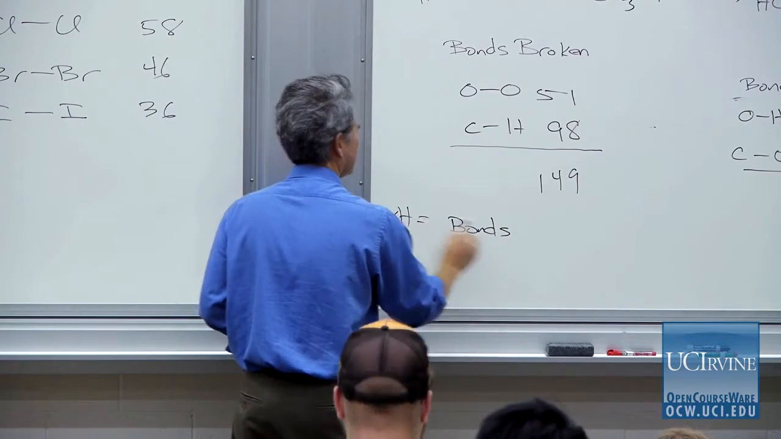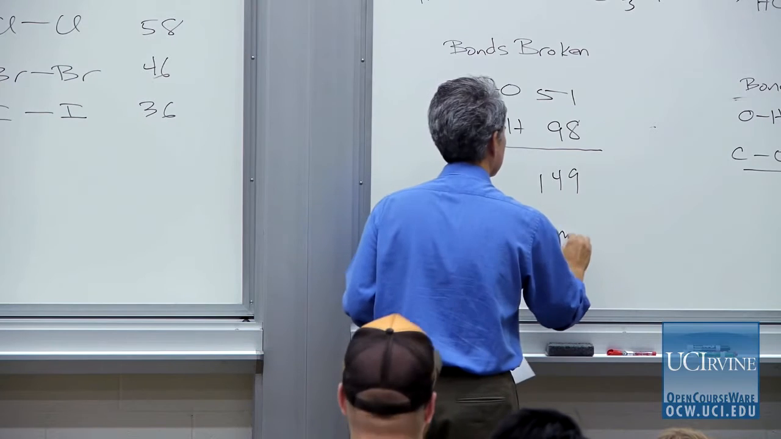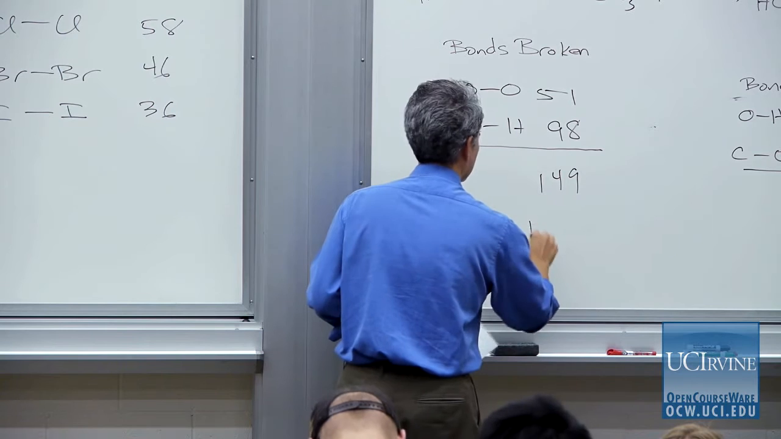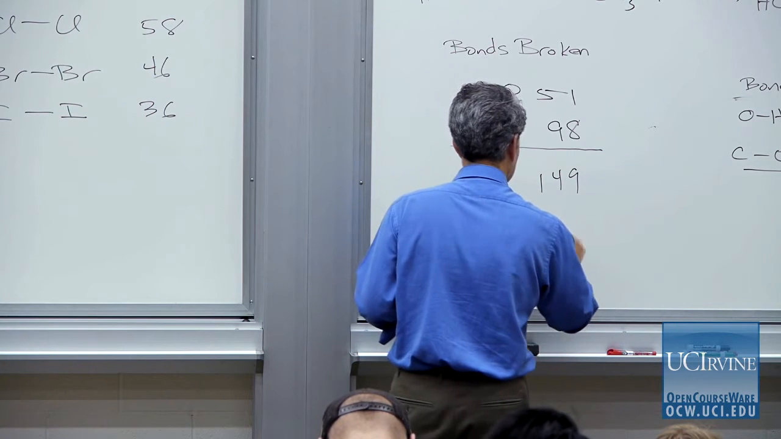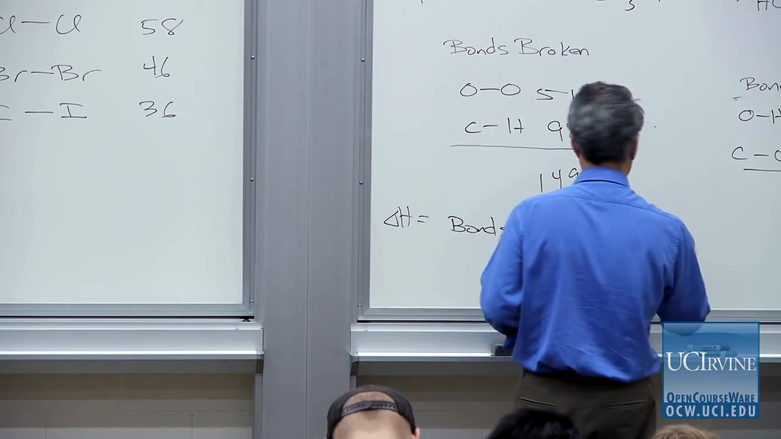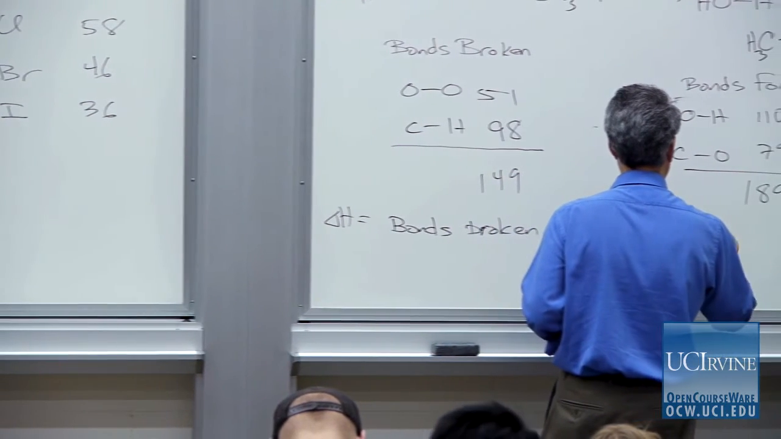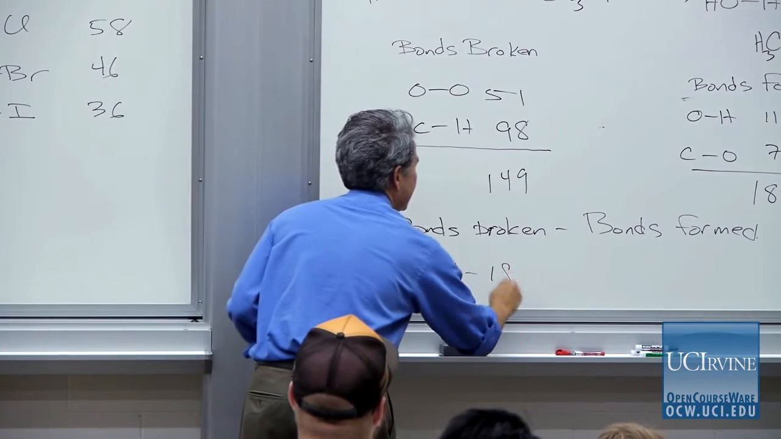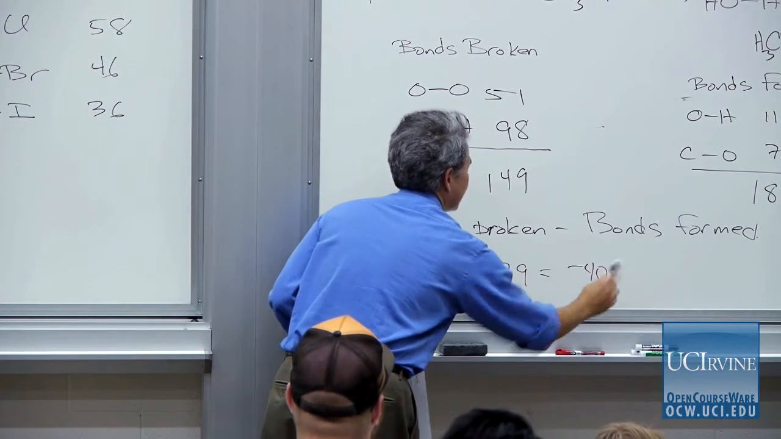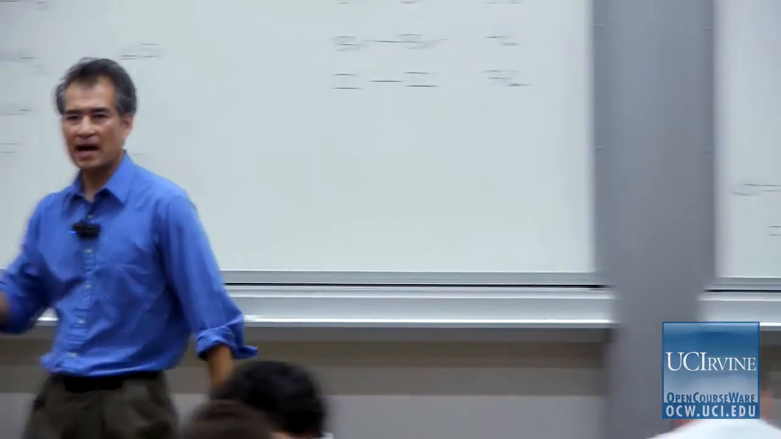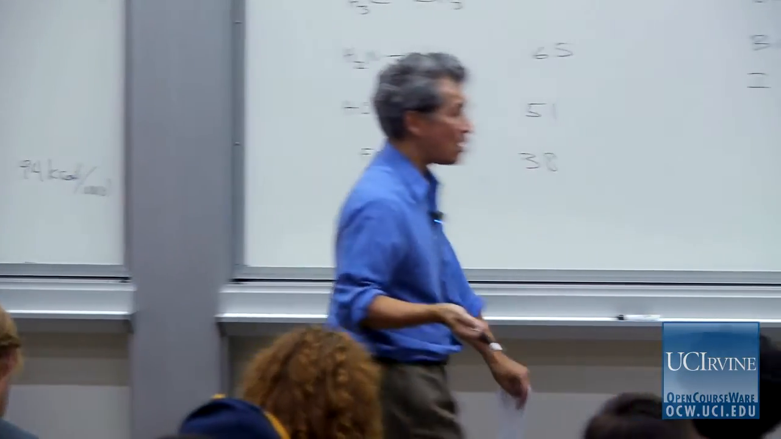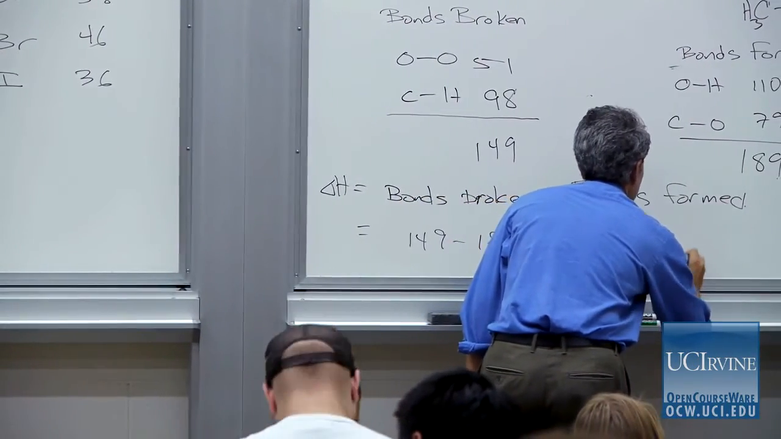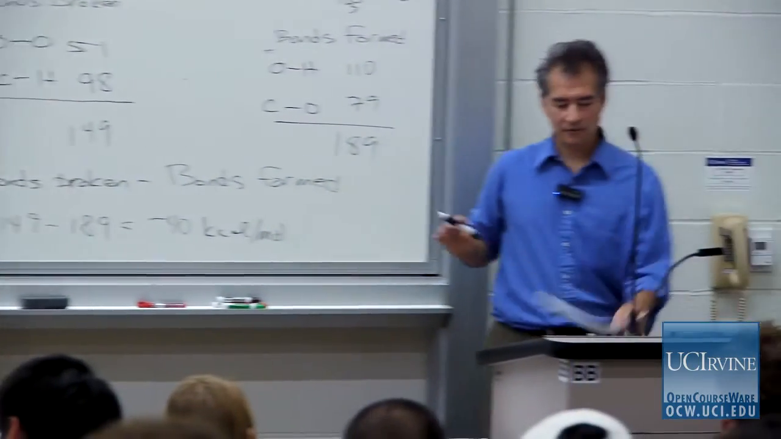And so when we do our final calculation, delta H is equal to, actually, if we want this to turn out to have the right sign, bonds broken minus bonds formed. That's going to be equal to 149 minus 189, which is equal to minus 40. Minus 40 kcals per mole, down, that means downhill. Enthalpically, this is a favorable process. That's enthalpically favorable for you to do this reaction.